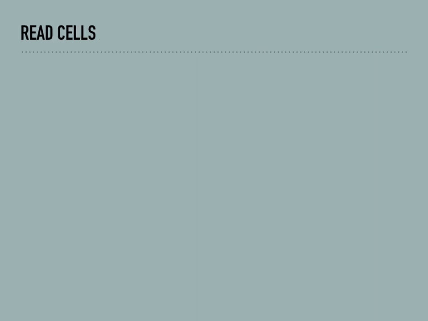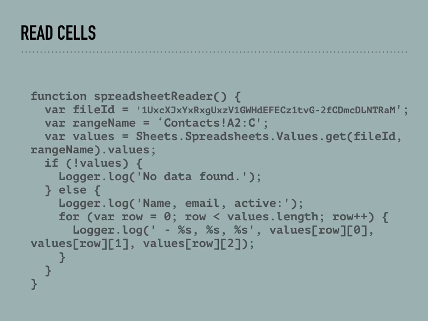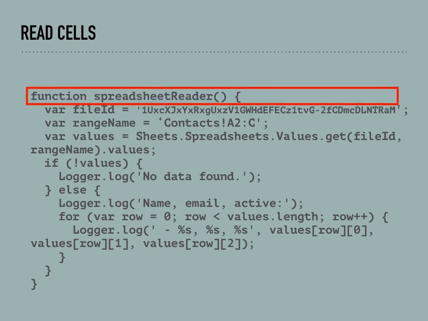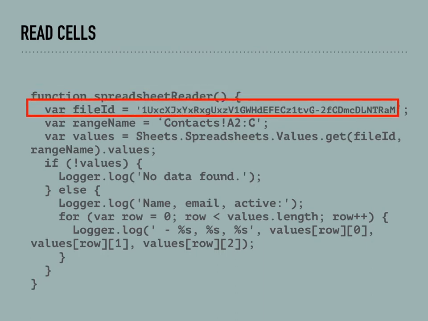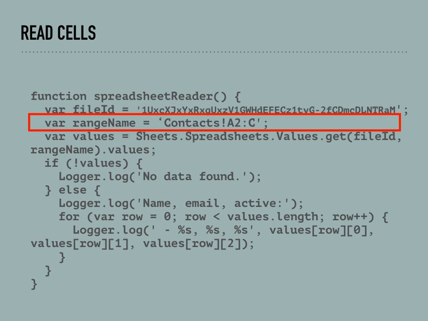In this example, we read some data from a sample file in our Google Drive. We create a file ID variable. This is the ID of the file and can be obtained from the shareable URL of that file. Next, we create a string range name. We will use the A1 notation.